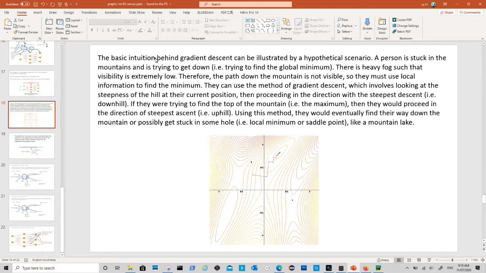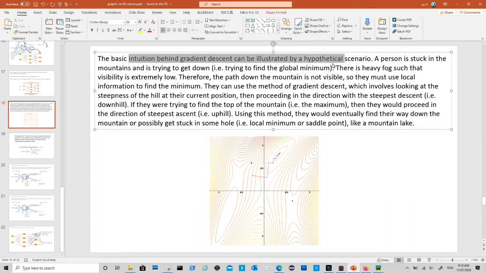The basic intuition behind gradient descent can be illustrated by a hypothetical scenario. A person is stuck in the mountains and is trying to get down. There is heavy fog such that visibility is extremely low. Therefore, the path down the mountain is not visible, so they must use local information to find the minimum. They can use the method of gradient descent, which involves looking at the steepness of the hill at their current position, then proceeding in the direction with the steepest descent.